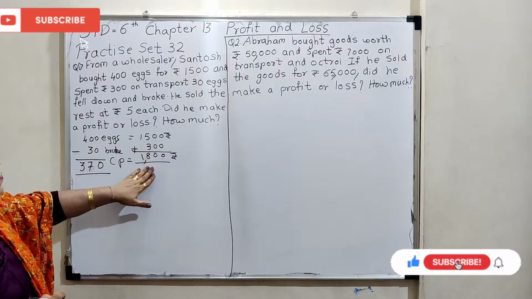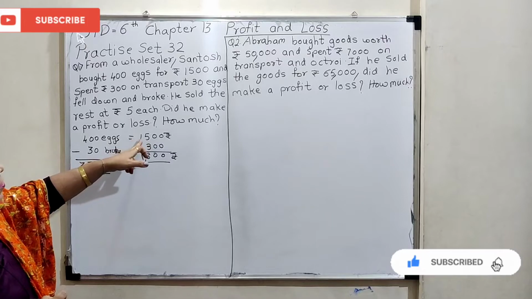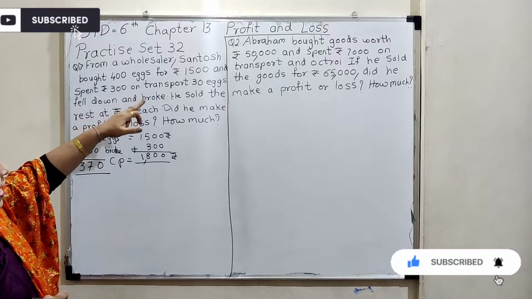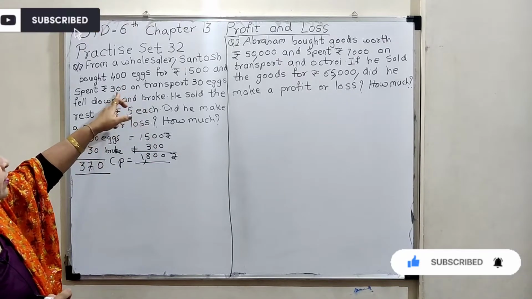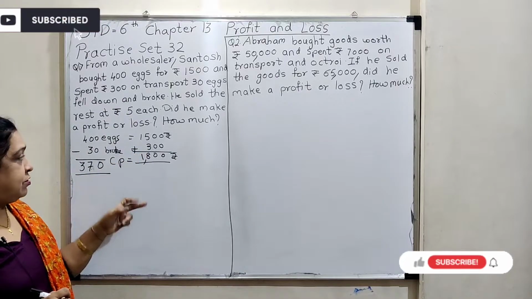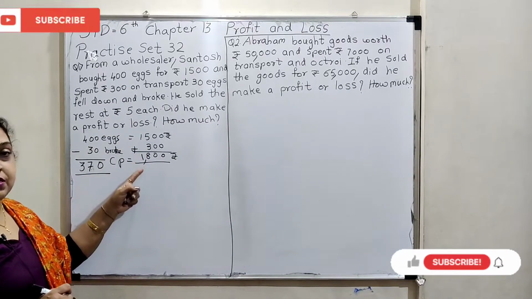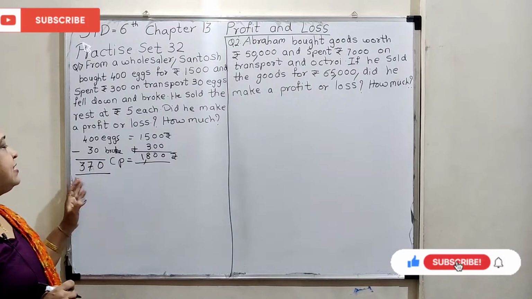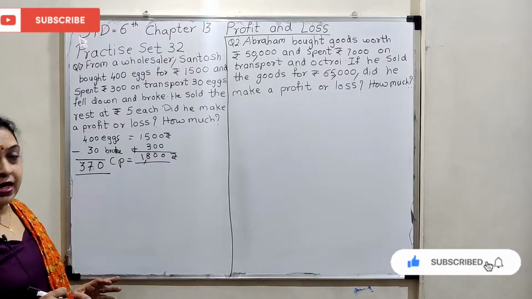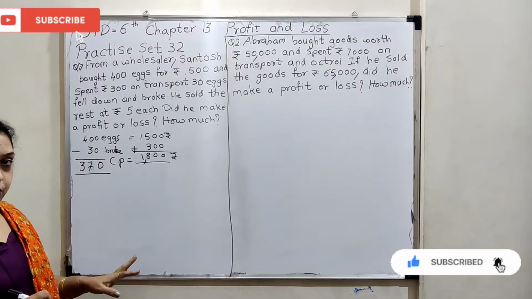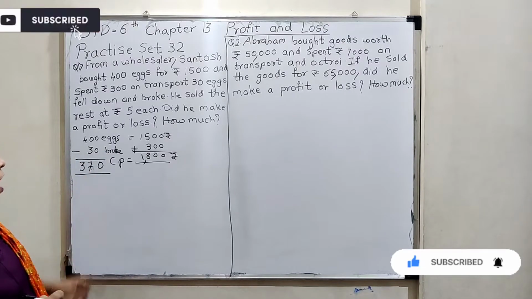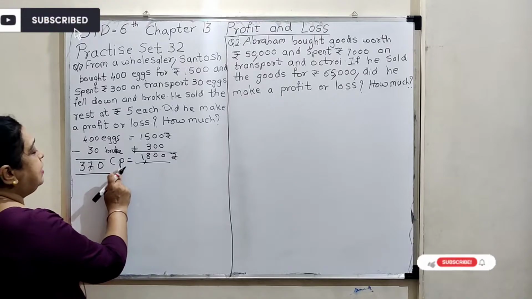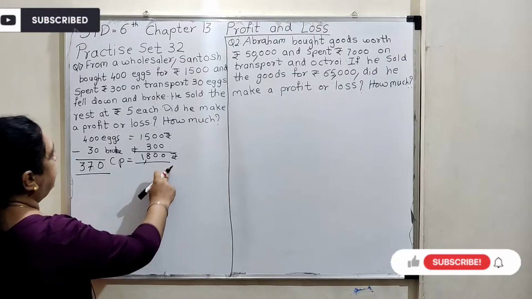And the actual cost price is how much? 1500 he paid for the 400 eggs, but 300 he also paid for the transport. So the total cost is 1800 rupees, and 370 eggs are there. 30 eggs broke. So now CP is 1800.